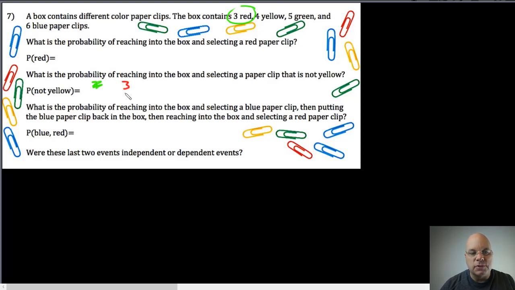3 favorable outcomes, and 7, 12, 18 possible outcomes. You should always simplify your probability if you can, so that's 1/6.